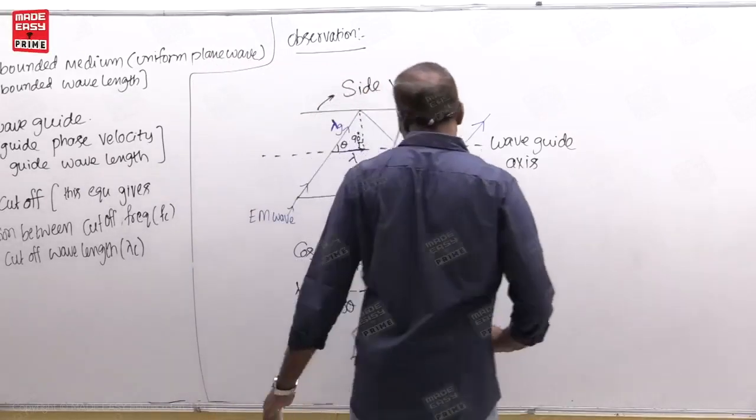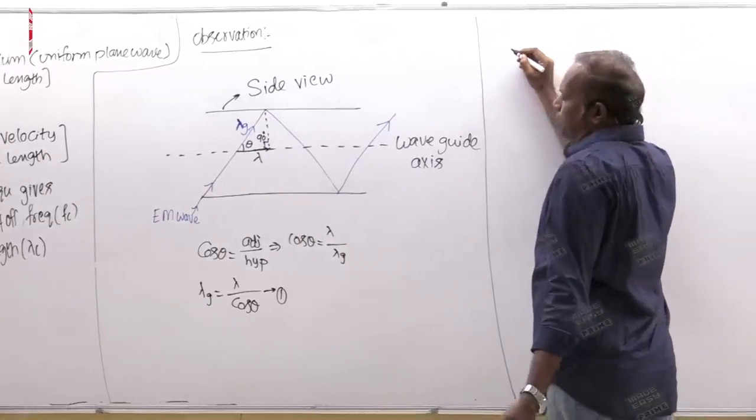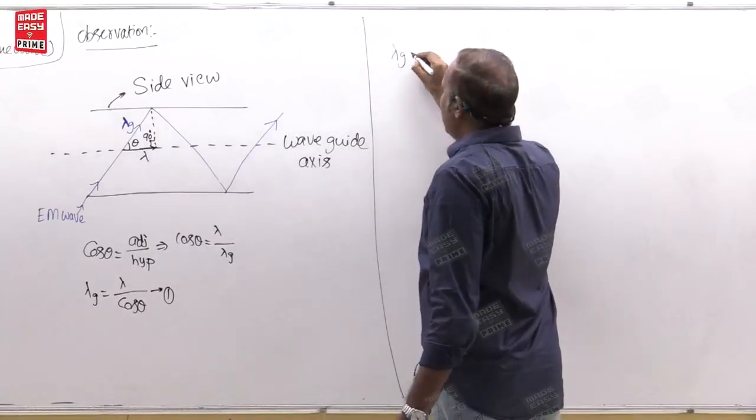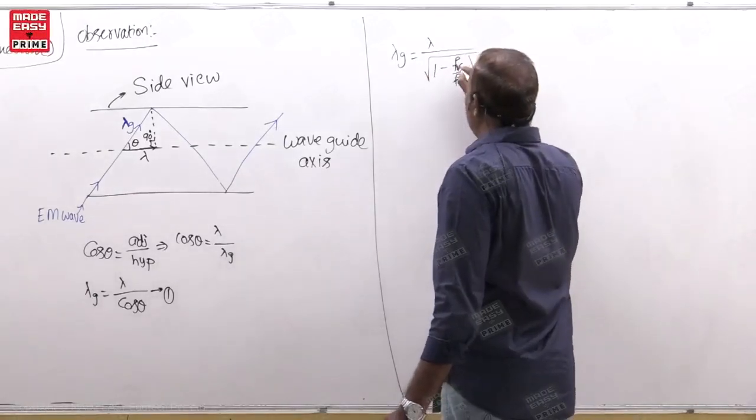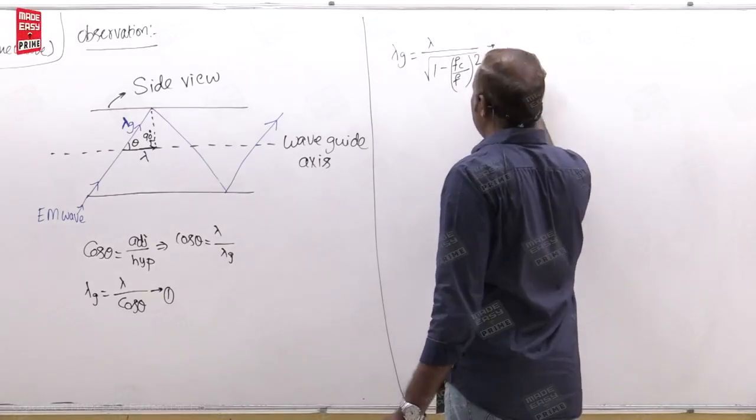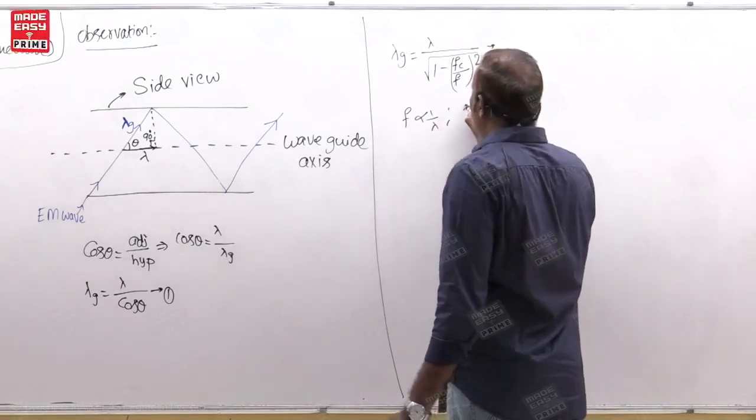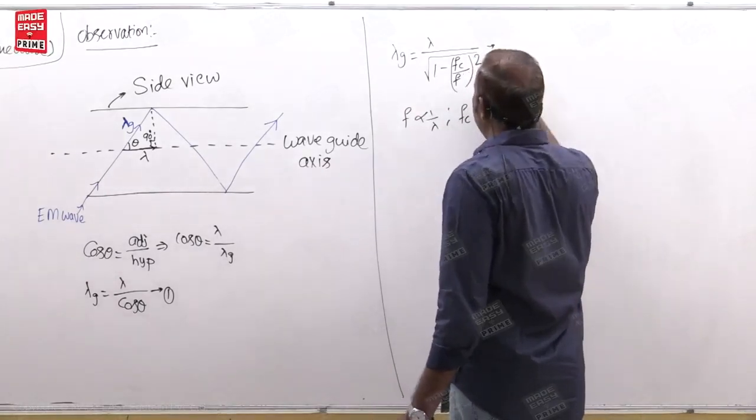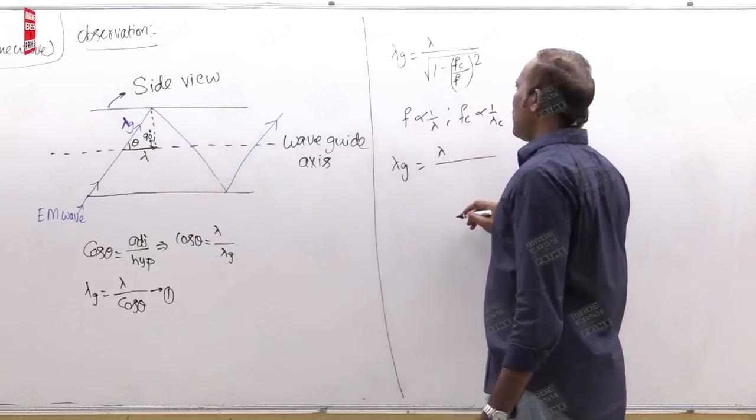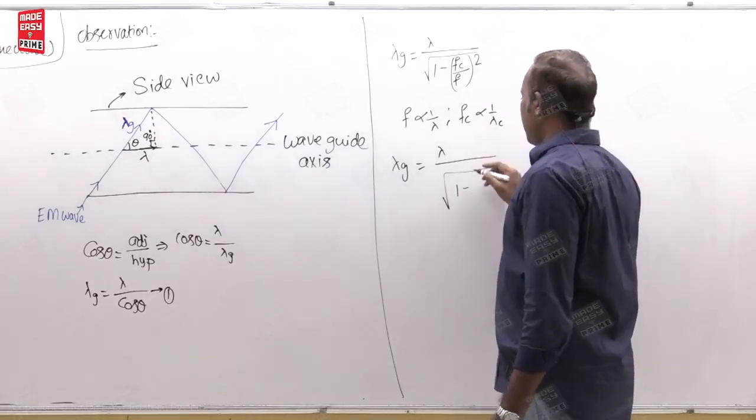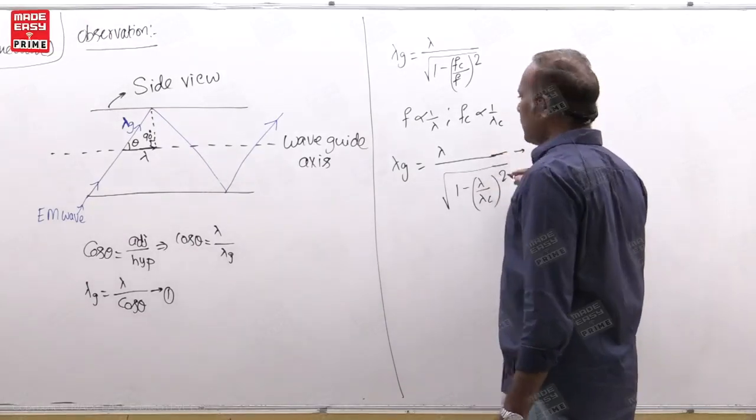Already we have one equation, dear students. What is that equation? Lambda g is equal to lambda by root of 1 minus fc by f whole square. Already I derived this equation, students. Yes or no? Now, in this, f is proportional to 1 by lambda and fc is proportional to 1 by lambda c. So lambda g is equal to lambda divided by root of 1 minus lambda by lambda c whole square. This is equation number 2.